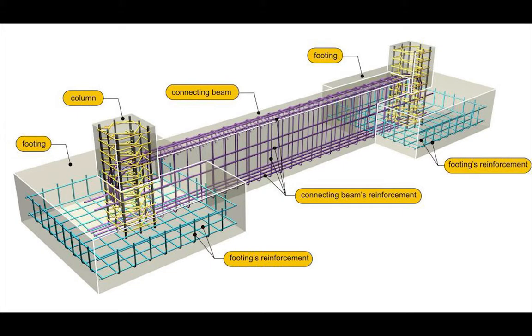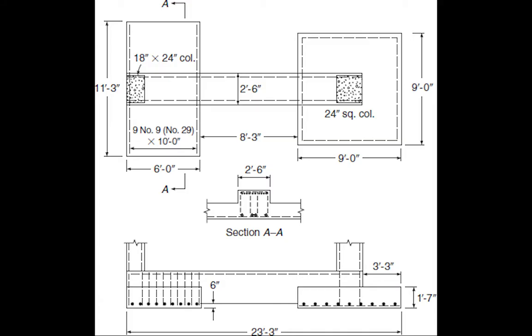What is a strap footing? When the independent footings of two columns are connected by a beam, it is called a strap footing. It is used when the distance between the columns is so great that the combined trapezoidal footing becomes quite narrow with high bending moments. In this case, the column is provided with its independent footings and the beam is used to connect the two footings.